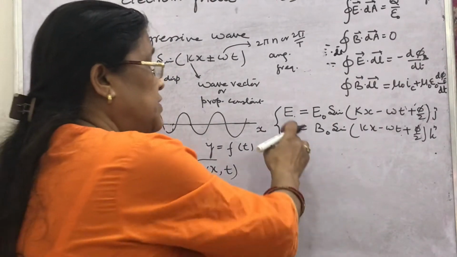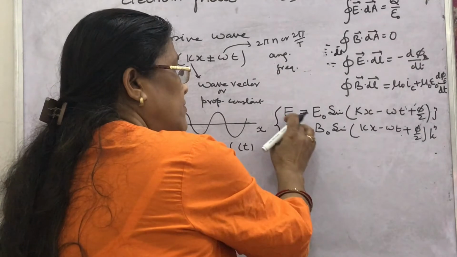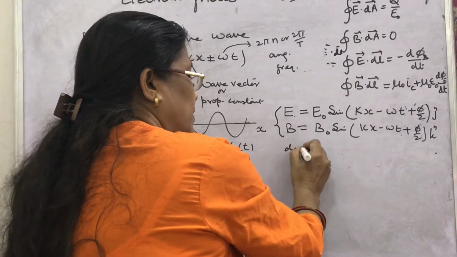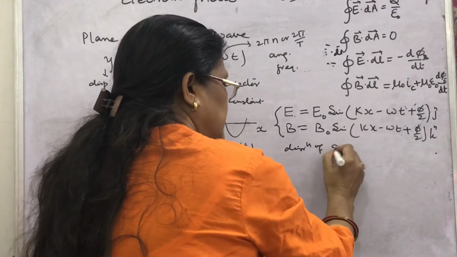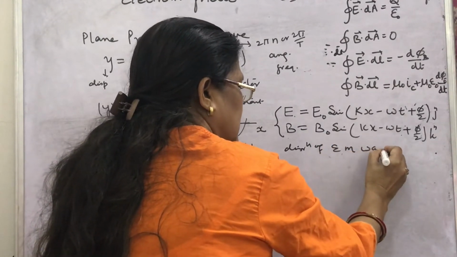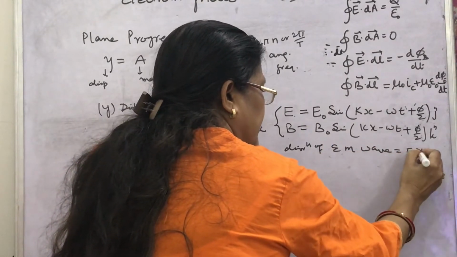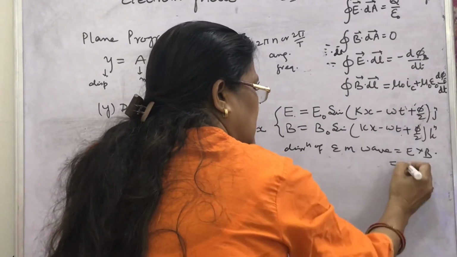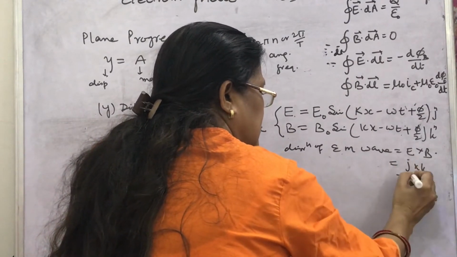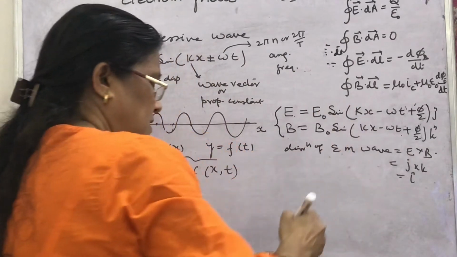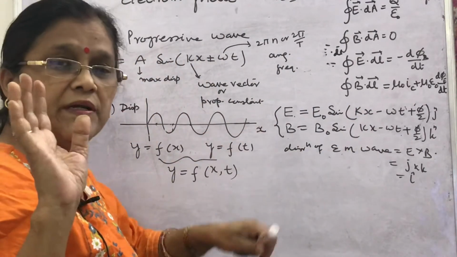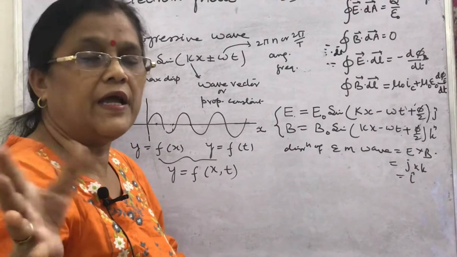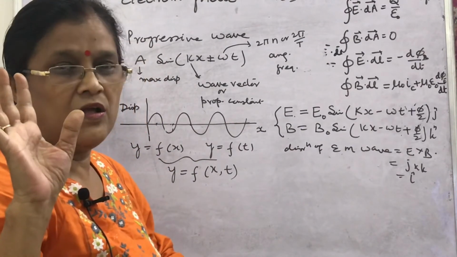What is the direction of propagation of the EM wave? The direction of propagation of EM waves is E cross B, hence j cross k, that is i, and you can also check x is written after k. So these are the mathematical expressions for electric and magnetic fields.